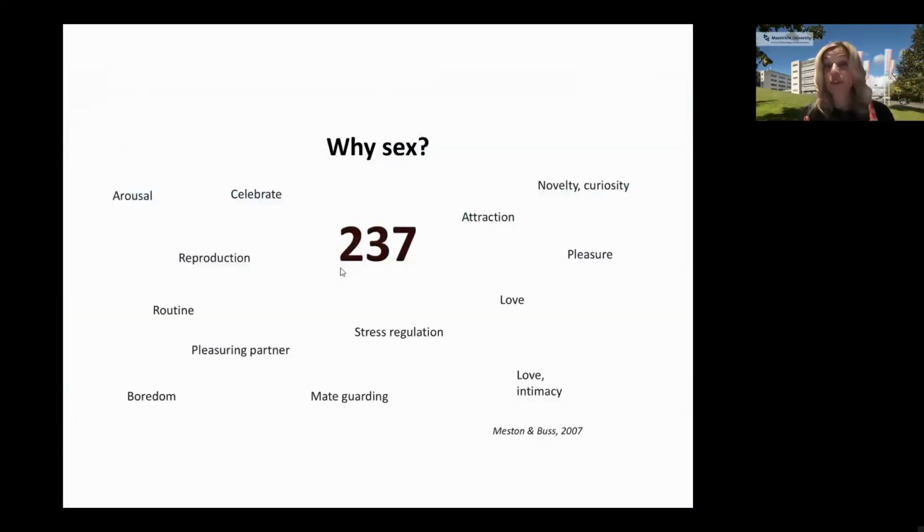Now, first of all, it's important to say to patients, there are very different reasons why people have sex. There are actually 237 reasons to have sex. So it's not only about physical gratification, climaxing, orgasm, about intimacy. There's so many: stress regulation, boredom, novelty. It's about so many different aspects.